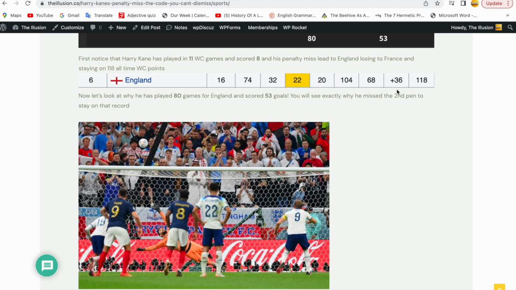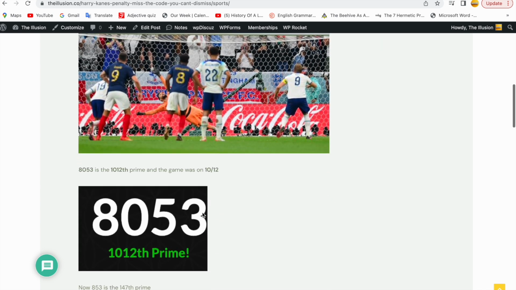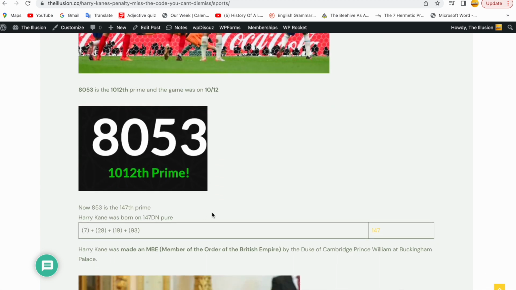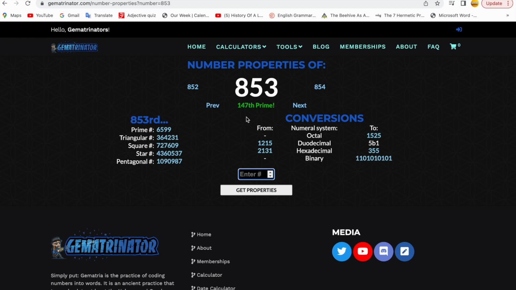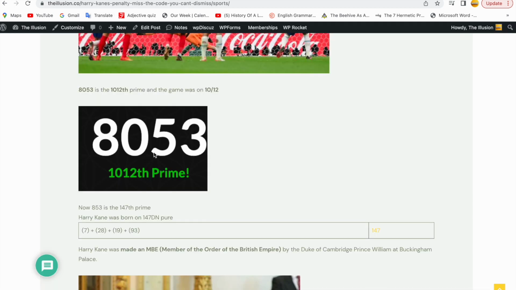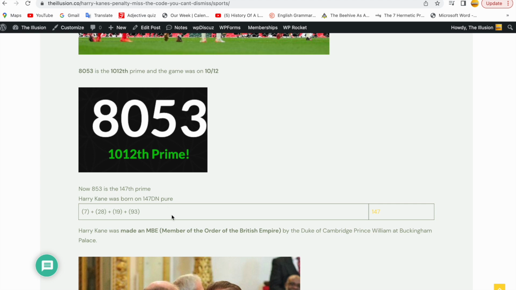Number 6 lifted the trophy in '66. England now have a plus 36 goal difference, 666, the 36 triangular number. 36, the square root is 6. England have the 6th most all-time points at a World Cup. So, 853 is the 147th prime. Okay? You drop the 0. 853, 147th prime. Harry Kane was born on 147 date numerology pure.